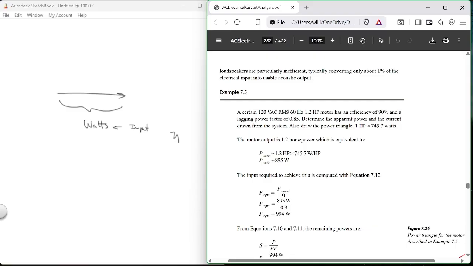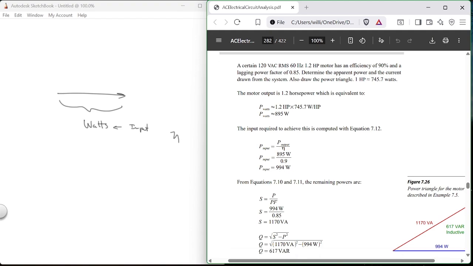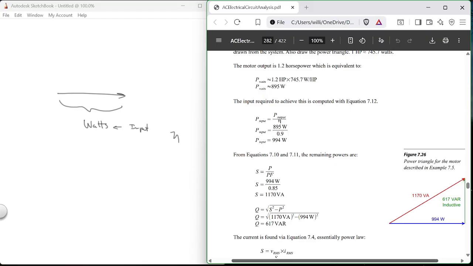I need 1.2 horsepower, but my efficiency is 0.9. So what must I put in? What must I put into this arrow in order to get 1.2 horsepower out? I have to put in 994 watts instead of 895. I have to put in 994. So that's how he does that. Again, different people design this differently, but we have to follow his rules in this course for this book.